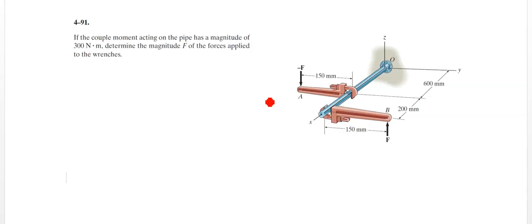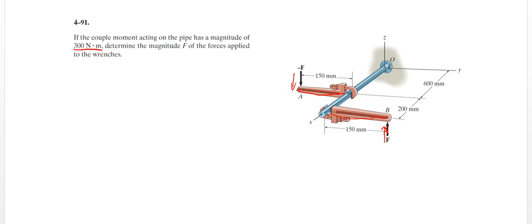Okay, here's 491. We've got two wrenches on the same pipe. So we've got one wrench here. We're pushing down on that with some force. We have another wrench a little ways away pushing up. And we know somehow that the couple moment is 300 newton meters. We want to find out what force we're applying.